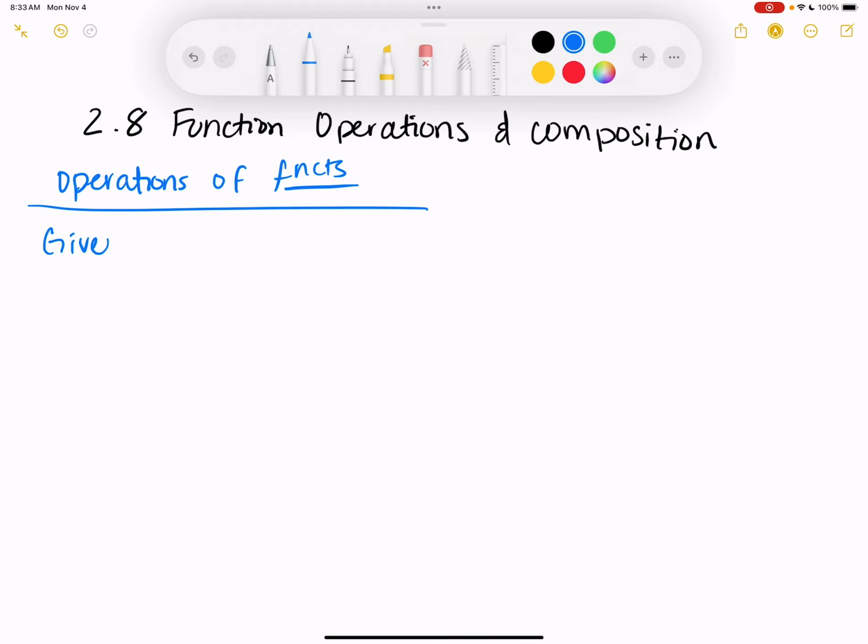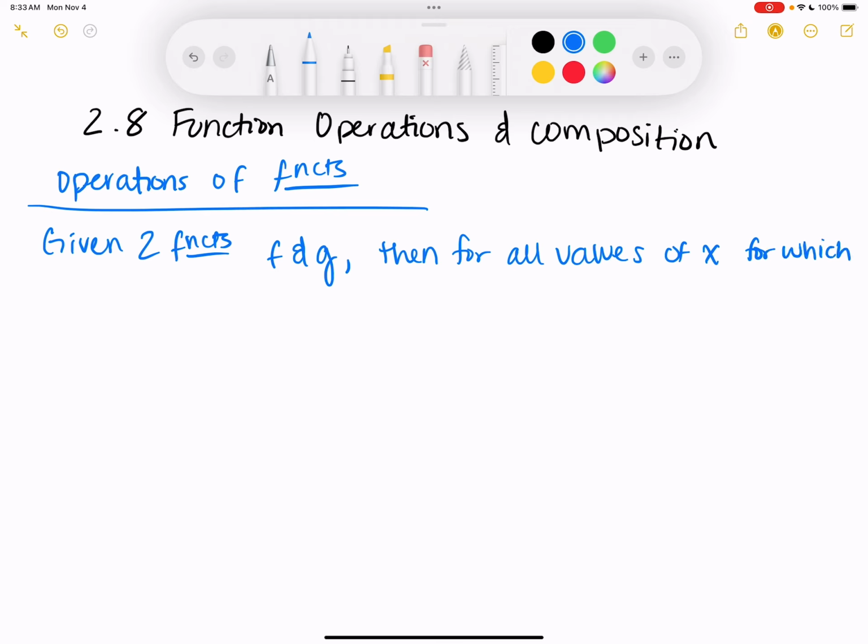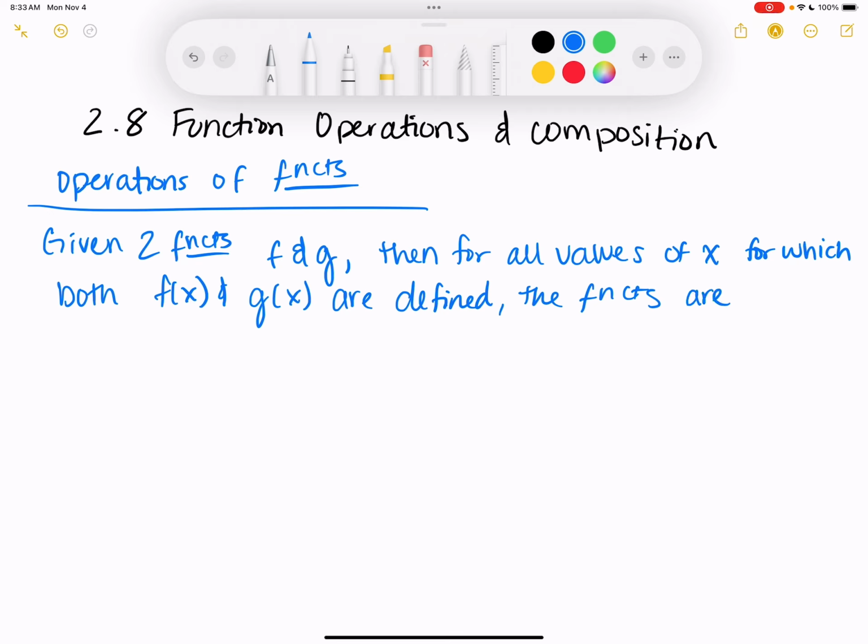Given two functions, f and g, then for all values of x for which both f of x and g of x are defined. So basically just saying the values in their domain. The functions are defined as follows.